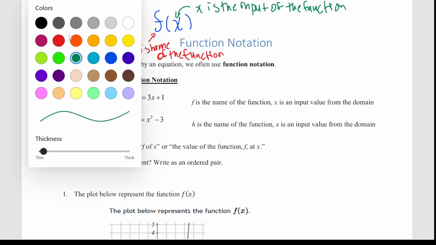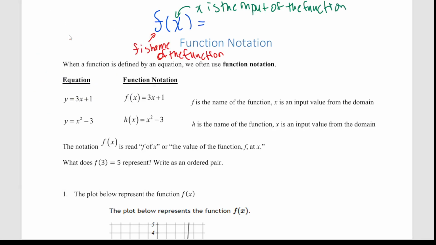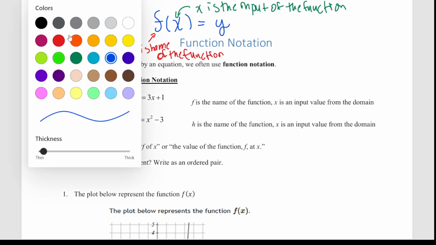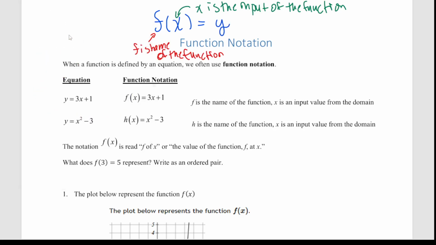And then this whole phrase is going to equal the output of the function, most commonly y. So f of x you can often in your head translate to y, so it's always going to be the output of the function. That's really the big idea, but let's continue to look into this translation.